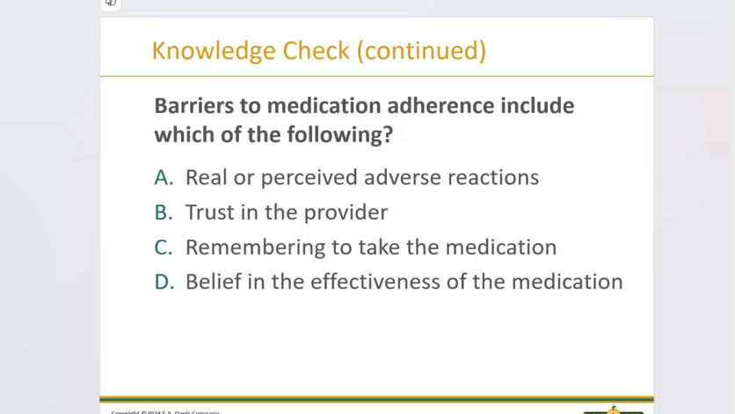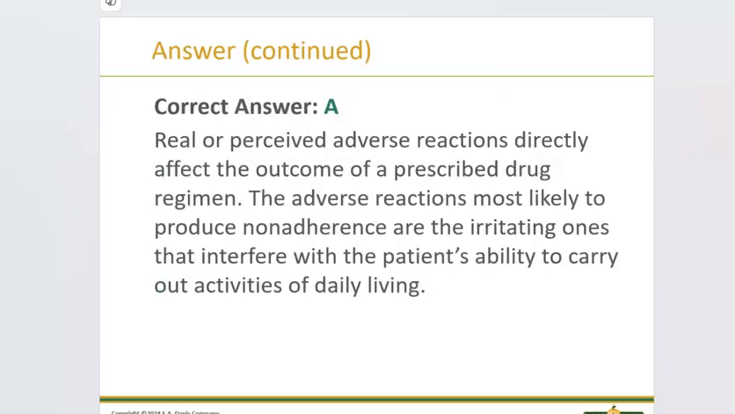Barriers to medication adherence include which of the following? A, real or perceived adverse reactions. B, trust in the provider. C, remembering to take the medication. Or D, belief in the effectiveness of the medication. So which of these is a barrier to medication adherence? The answer here is A. Real or perceived adverse reactions will directly affect the outcomes of the prescribed drug regimen.